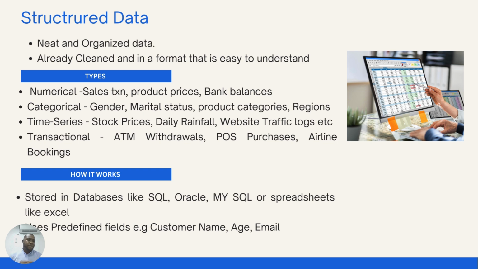So there are four basic types of this structured data. There's the numerical, just like I said: sales transactions, product prices, bank balances. There's also the categorical. The categorical speaks to when you have different categories. So you can have male or female, married or single, black or blue, regions, north or south. So these are categorically structured data, right?